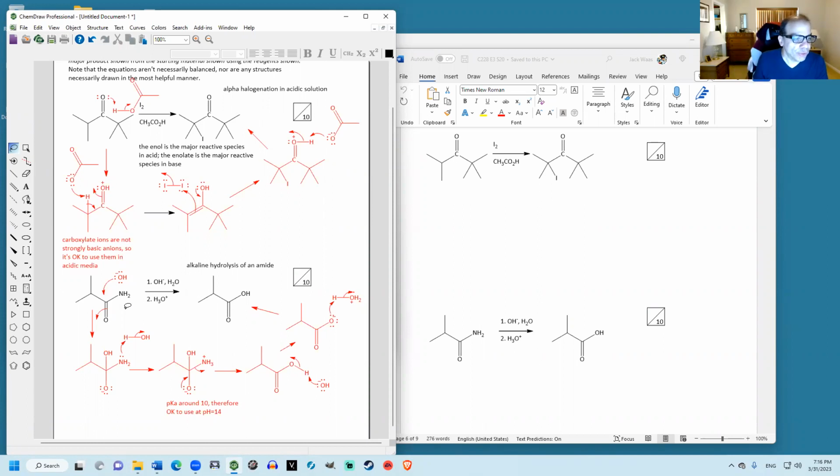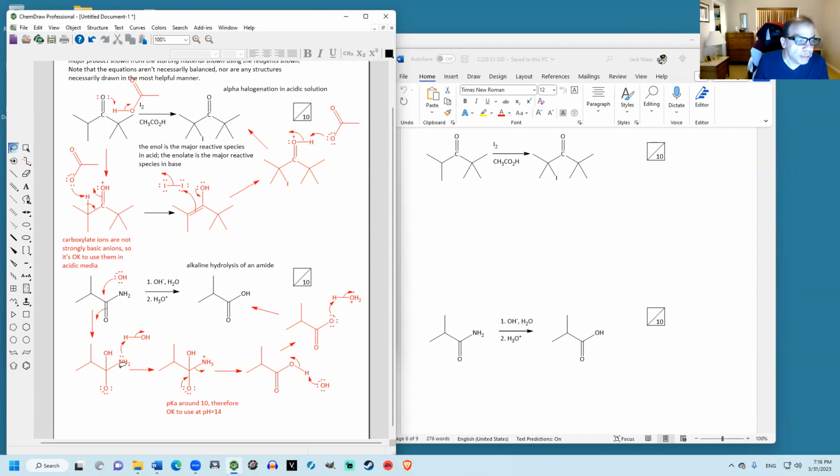Okay, so since we're in basic solution, we do not protonate the carbonyl oxygen first. Instead, we start with nucleophilic addition to the carbonyl. And we're given OH minus in water, so the only rational nucleophilic species is OH minus. That will attack the carbonyl. We break the carbon-oxygen pi bond and put the electrons on oxygen to make a minus charge.